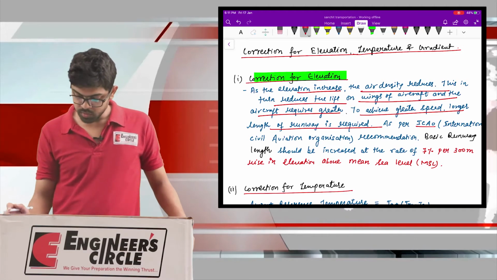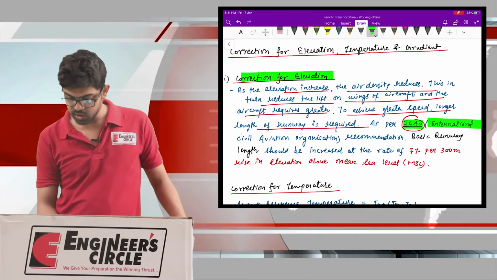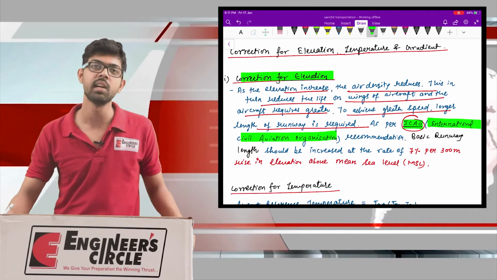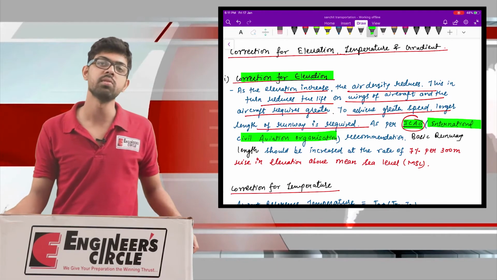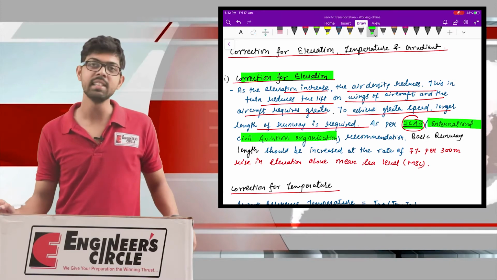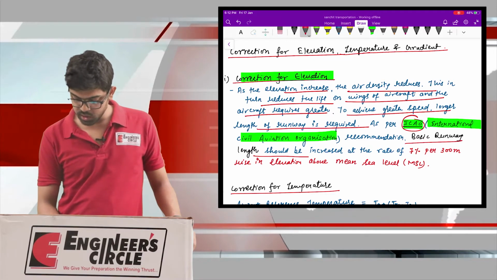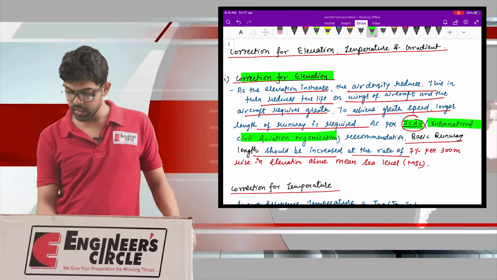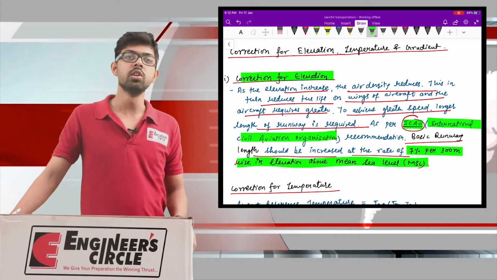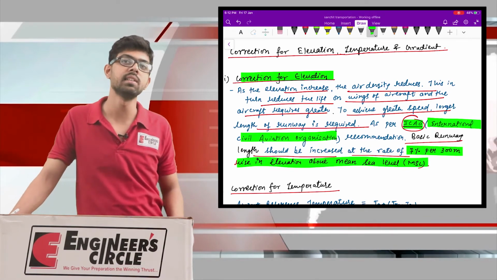Okay, so as per the ICAO, what is this ICAO? ICAO stands for the International Civil Aviation Organization. It is an international organization which looks into matters regarding the construction, operation and maintenance of aviation. So as per the ICAO recommendation, this is very important, the basic runway length should be increased at the rate of 7% per 300 meter rise in elevation above the mean sea level. So your basic runway length should be increased by 7% for each 300 meter rise in elevation above the mean sea level.